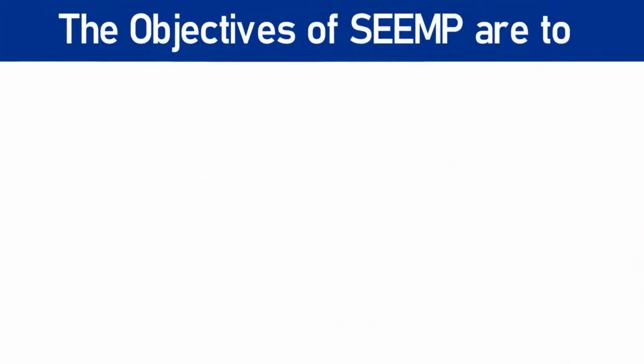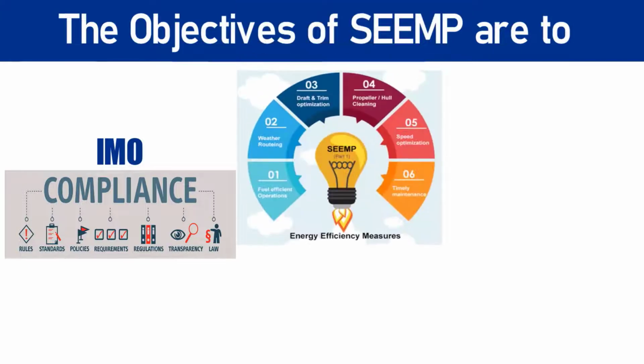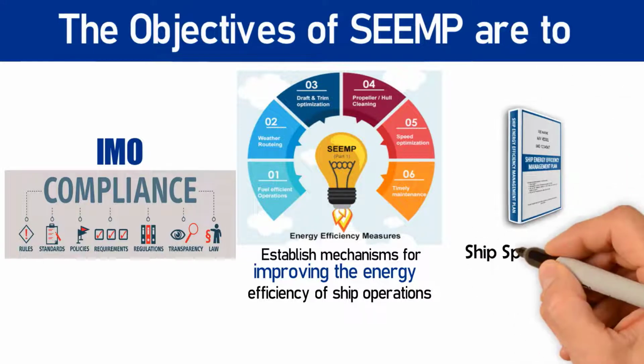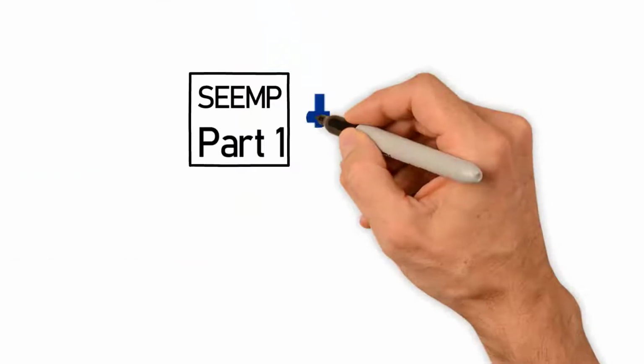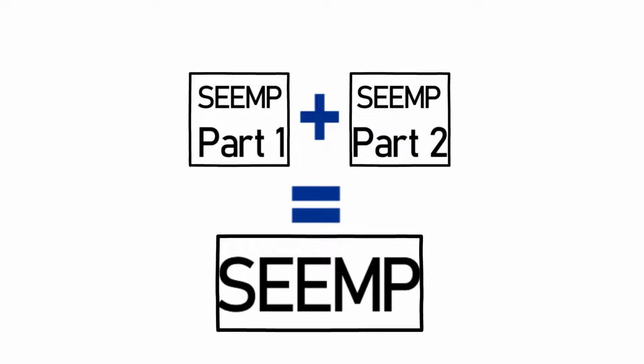The objectives of SEEMP are to ensure compliance with IMO requirements, establish mechanisms for improving the energy efficiency of ship operations, and develop the mechanisms as ship-specific plans for use on board. SEEMP Part 1 plus SEEMP Part 2 equals SEEMP.